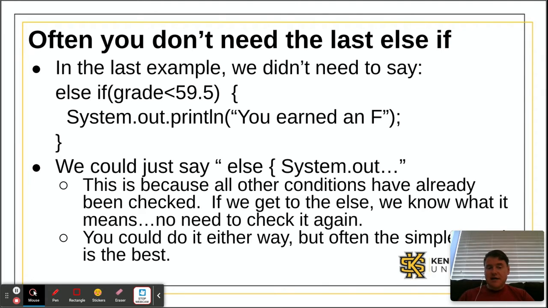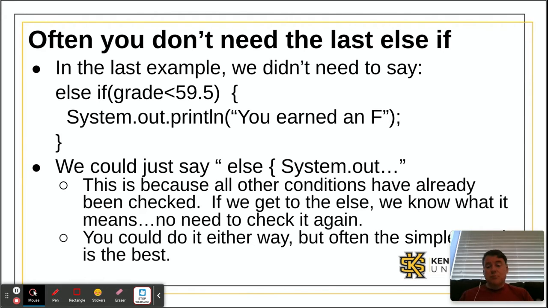The code would work exactly the same if you had put in else if grade is less than 59.5 instead of just that last else. The only real downside to doing that is it's more code, and you might make a mistake on exactly how you're doing that boundary. For example, the most common mistake people would make is they would say if it's less than or equal to 59.5, or in the previous one they would say less than 59, greater than 59.5.